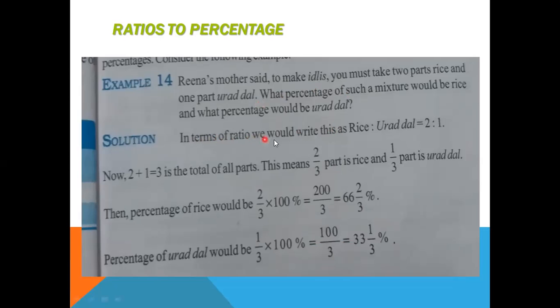See here, in terms of ratio, we would write rice is to urad dal. So here the quantities are 2, rice and urad dal. So rice is 2 cups and urad dal is 1 cup. So that is 2 is to 1.